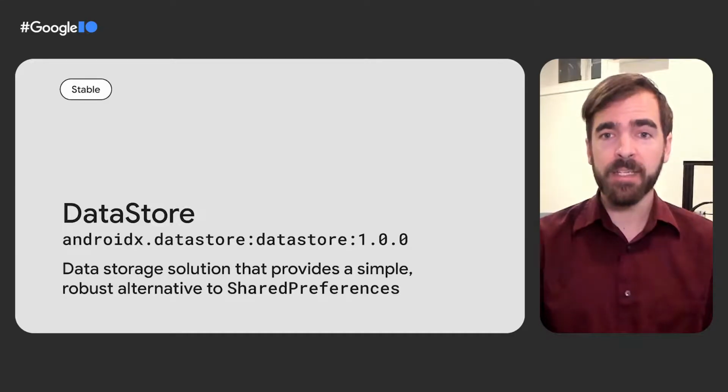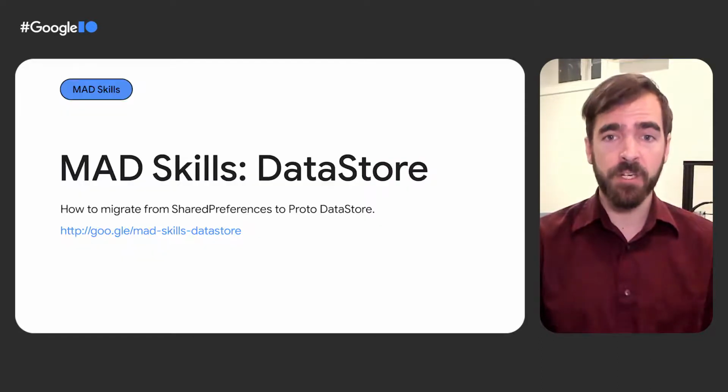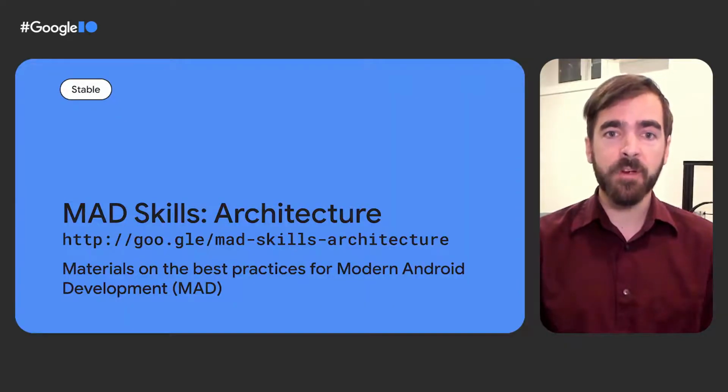The DataStore library is a powerful and reliable replacement for many SharedPreferences use cases. Last year, we showed examples of using DataStore, and this year, we're providing a new series of videos and articles within Modern Android Development Skills focused on DataStore, including guidance on testing your app's usage of the library and using it with dependency injection. We've just covered some of our key architecture libraries. If you'd like to learn more about how they all fit together, we've created additional content in a series called Modern Android Development Skills Architecture. It's a collection of videos and articles covering best practices for modern Android development, including deep dives on the libraries that we've talked about today.